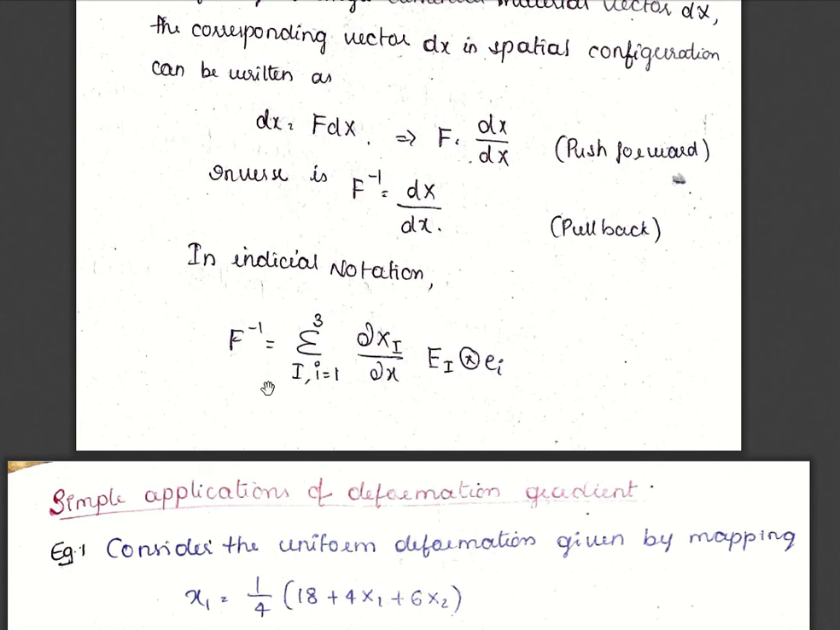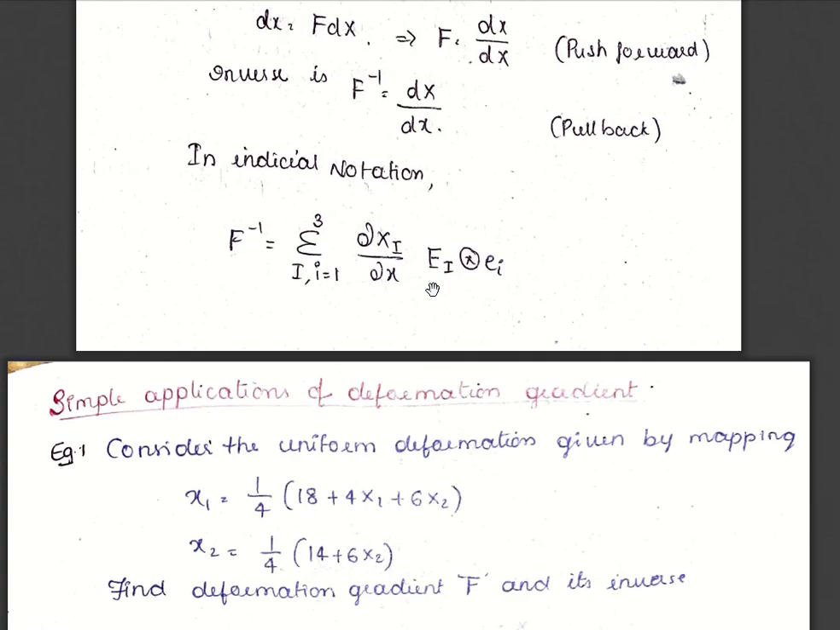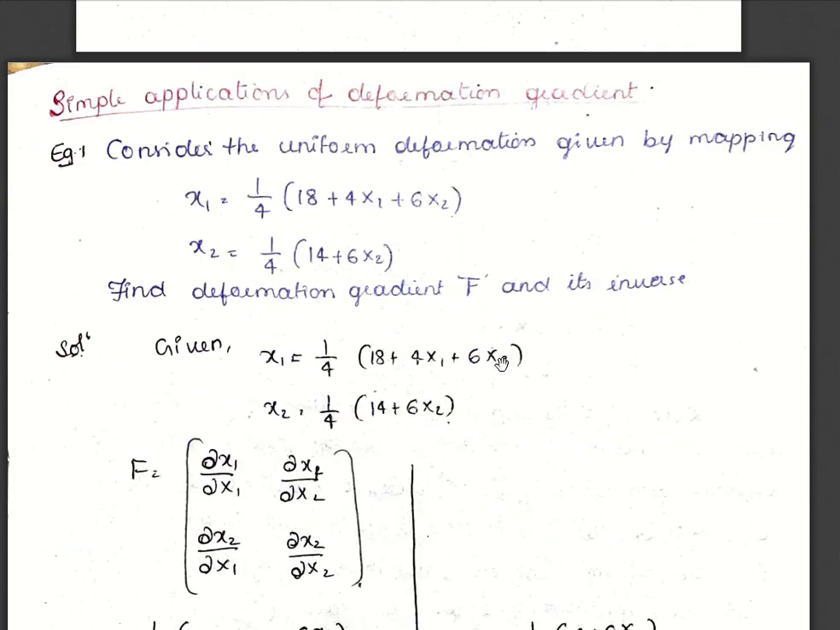In index notation we can write it this way: F inverse will be equal to the summation over capital I and small i ranging from 1 to 3 of ∂X I by ∂x i. Here they will also be interchanged, so e i into E I. We can see some simple applications of the deformation gradient for better understanding. So we shall see a problem now.